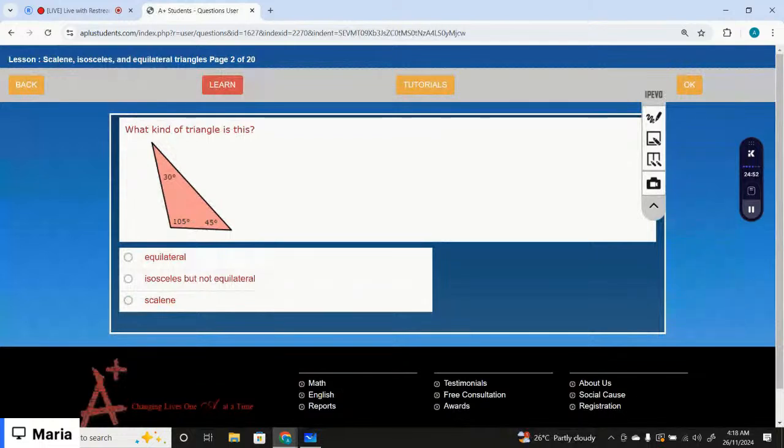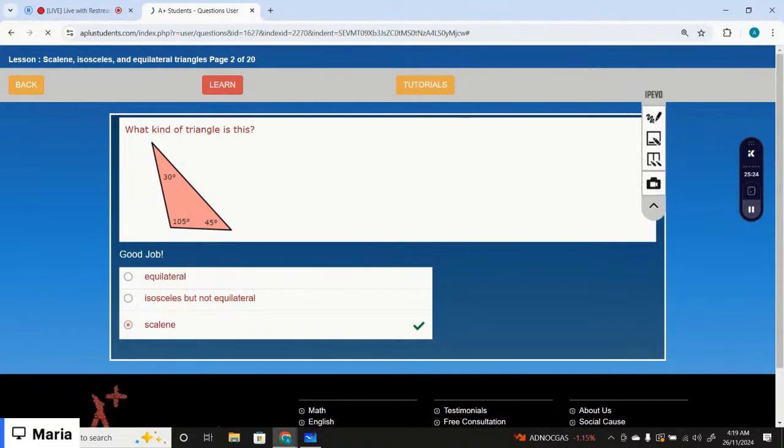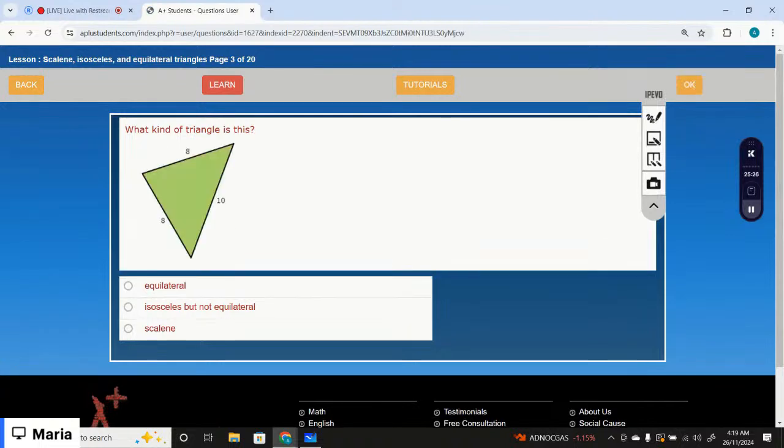What kind of triangle is this? Equilateral, isosceles, or scalene? Which is the correct option? That is the scalene triangle. Option number 2 is the correct option because all three sides are different in measurement. So that is the scalene triangle. What kind of triangle is this?